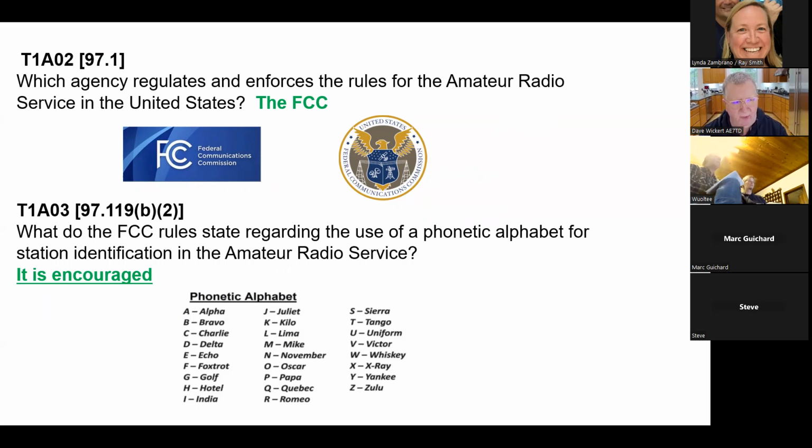Question B, 03. What are the FCC regulations as far as the phonetic alphabet? The phonetic alphabet was developed just prior to World War II, when verbal radio communications was becoming so popular. And a phonetic alphabet is a way of spelling letters out using words. So rather than saying my call sign on the air, AE7TD, which can sound very garbled if there's a lot of interference, I say Alpha Echo 7 Tango Delta, which is my call sign in a phonetic alphabet.